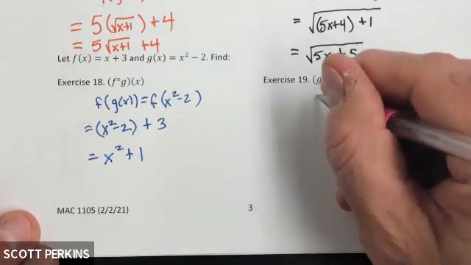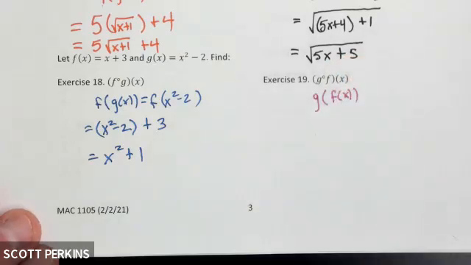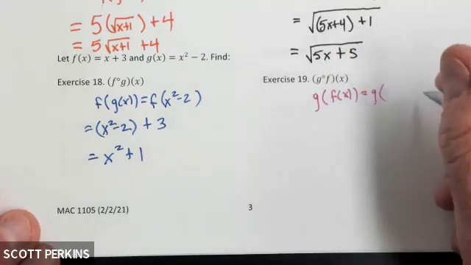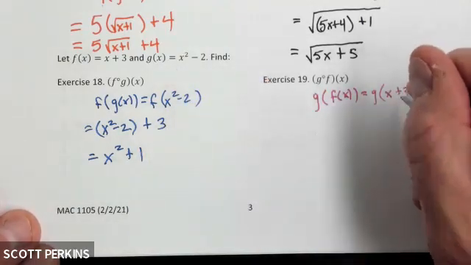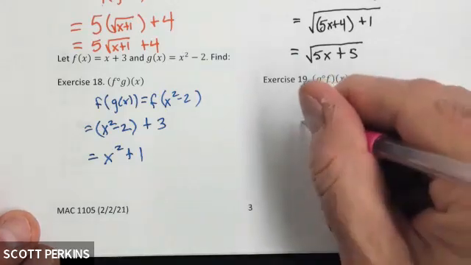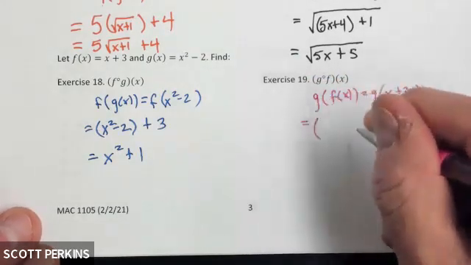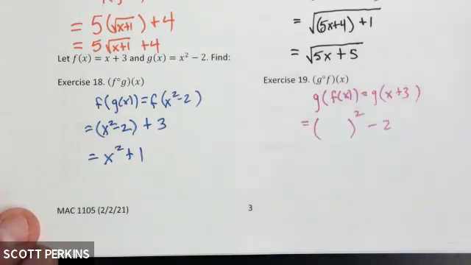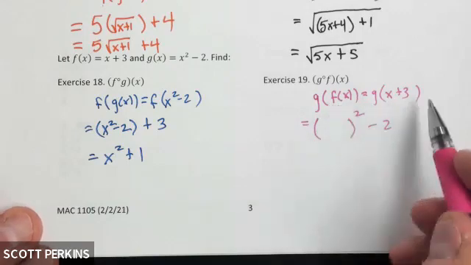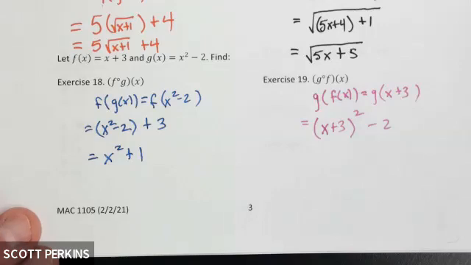Okay, so this one, I've got g that I'm starting with, then I'm plugging in f of x. Once again, the value of f of x that I'm plugging in, f of x is x plus 3. So I'm going to take my function g, which is x squared minus 2, and rewrite it as whatever I'm plugging in squared minus 2. And this time what I'm plugging in is the value of f of x, which is x plus 3. Well, there's a little bit of simplifying I can do on this. I can do x plus 3 squared.